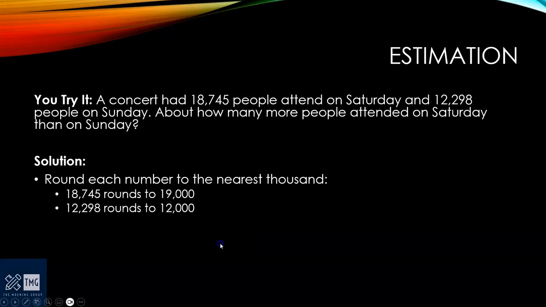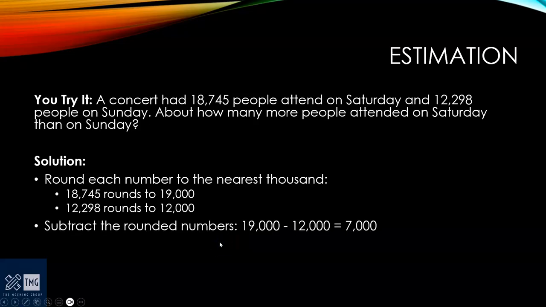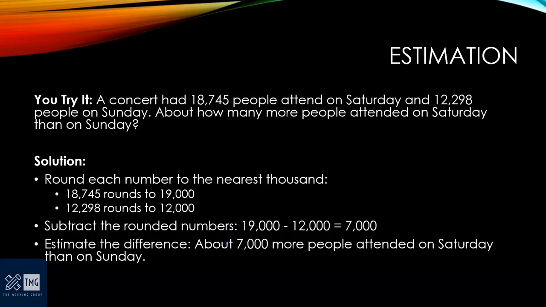So I'm finding the difference between 19,000 and 12,000. Well, 19 minus 12 is 7. So the estimate is 7,000. That means about 7,000 more people attended the concert on Saturday than on Sunday. And that makes sense. If you go back and look at your numbers, it seems reasonable. So I know it's a decent number, I've rounded correctly, and we have an estimated difference.